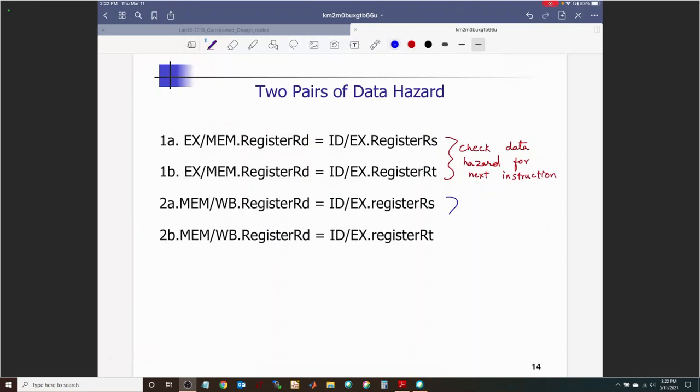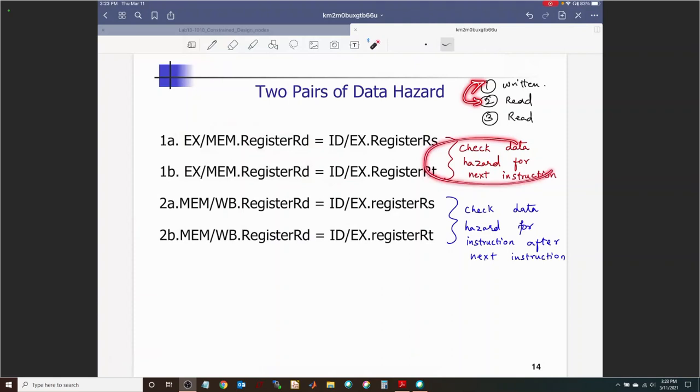And these two are actually checking data hazard for the instruction following that, for the instruction after the next instruction. So think about 1, 2, 3, right? This is where things are being written, and you are reading them here and here, using them as an operand here and here. If there is a hazard between the first and the second one, that would be the EX hazard, execute hazard. And if the hazard is between 1 and 3, that would be the MEM hazard.